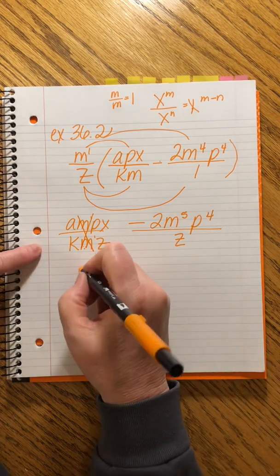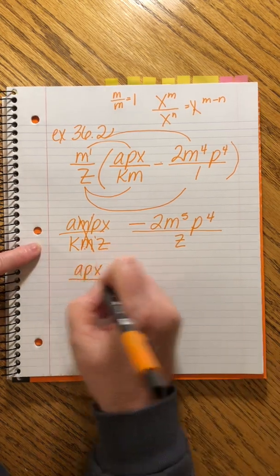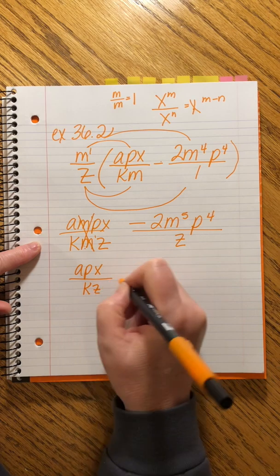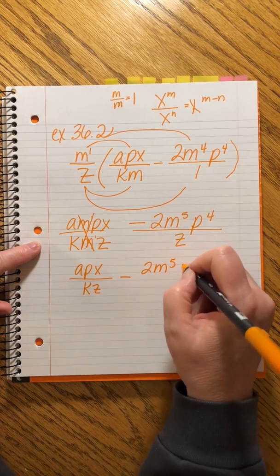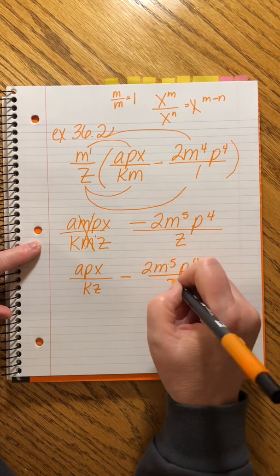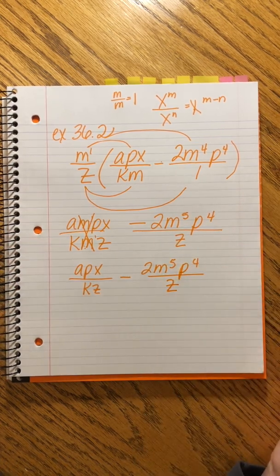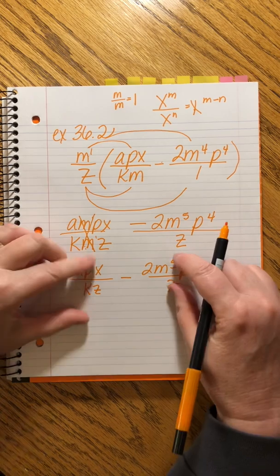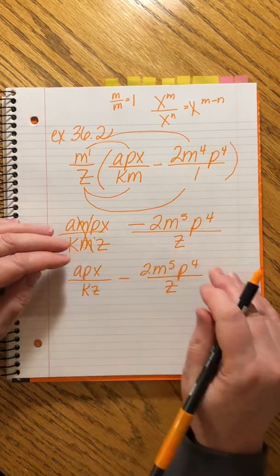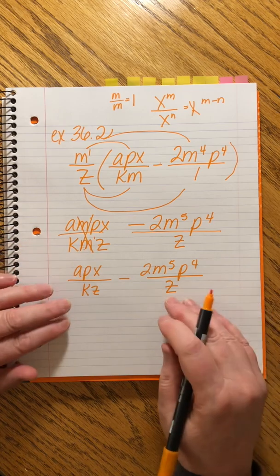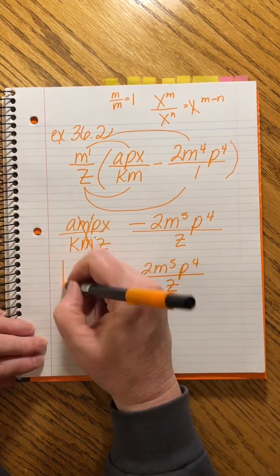In either case, these drop out, don't they? And so our final answer is APX over KZ minus 2M to the 5th. Make sense? We can only cancel within each fraction, right? We can't cancel across any adding or subtracting. That's as good as it gets.